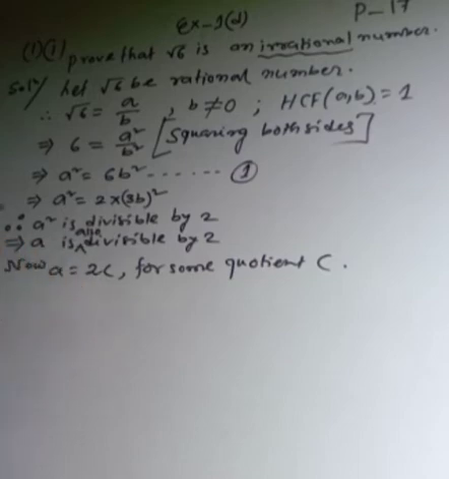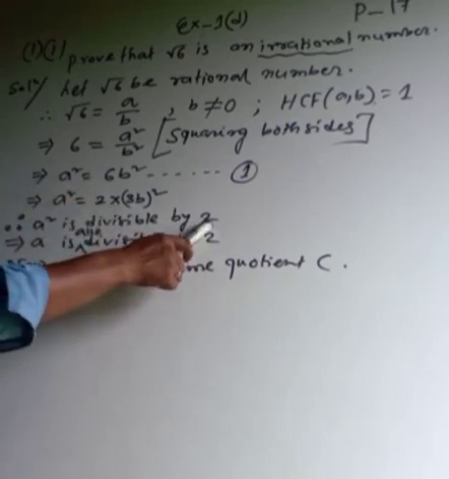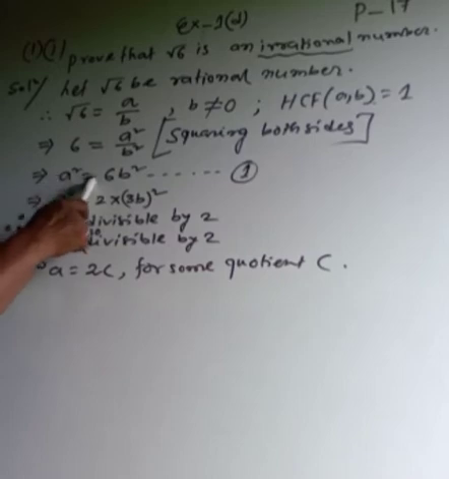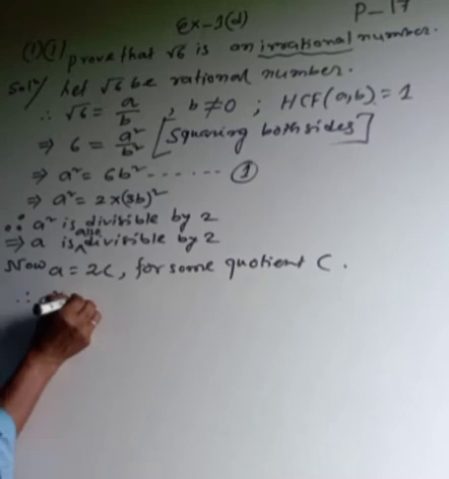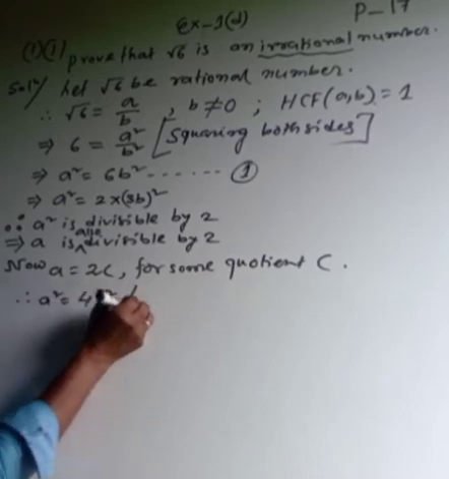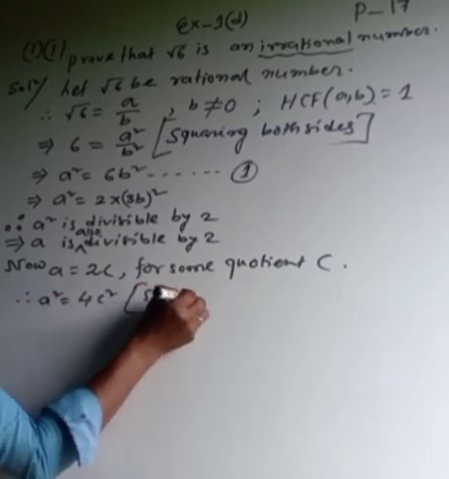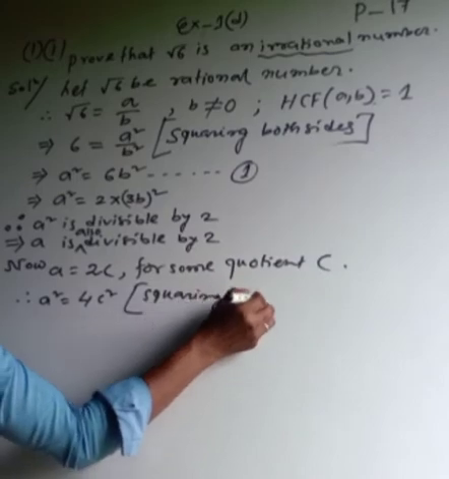So a equals 2c. Why have we considered 2c? Because we can divide this by 2. A square equals 6b square means we can divide by 2. Then if you do squaring here, therefore a square equals 4c square, squaring both sides.